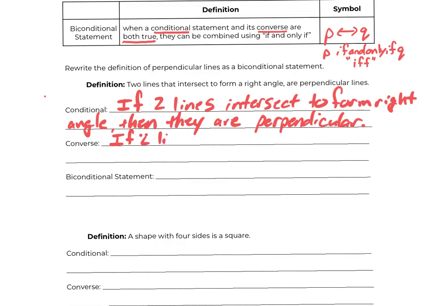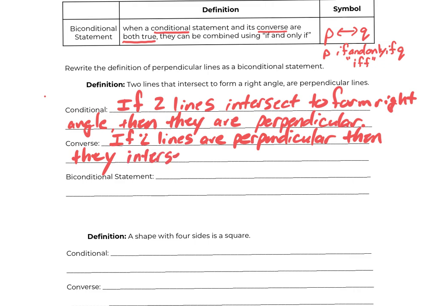If two lines are perpendicular, then they intersect to form a right angle.